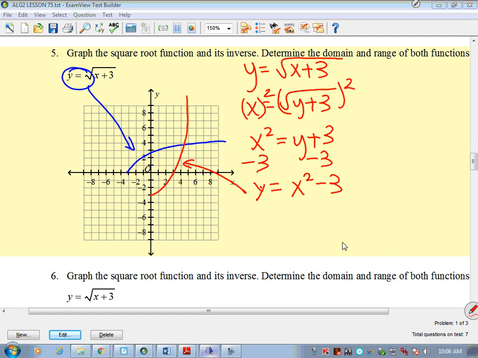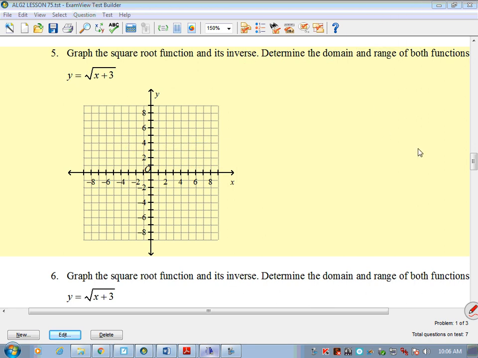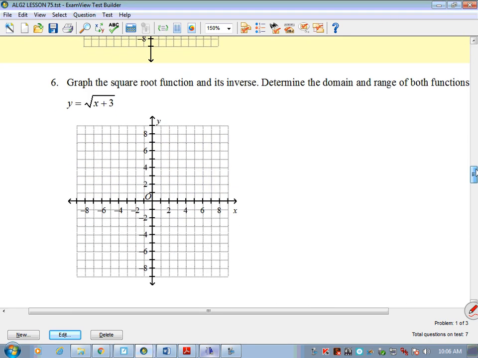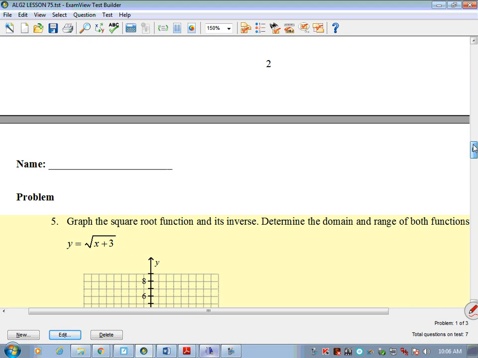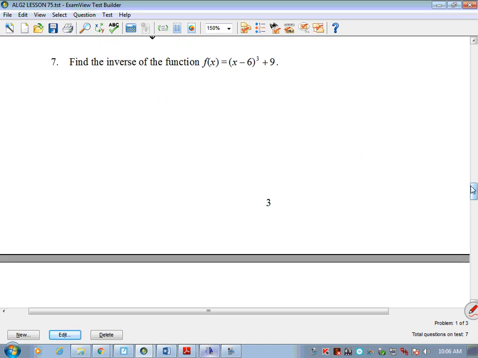Let's see. On number 6, we don't actually need to do number 6. Does anybody know why we don't need to do number 6? It's the exact same question. I don't know why it shows up 2 times, but it does. And so number 7 is our last question. It says find the inverse function. It's not asking for an equation. It just wants the inverse function. Mimi, how would I find the inverse function of this? What's the first step?